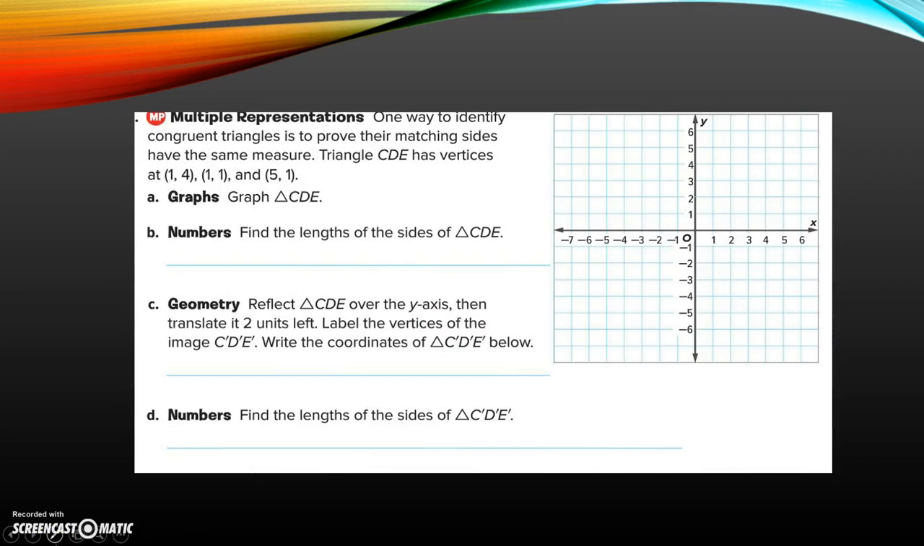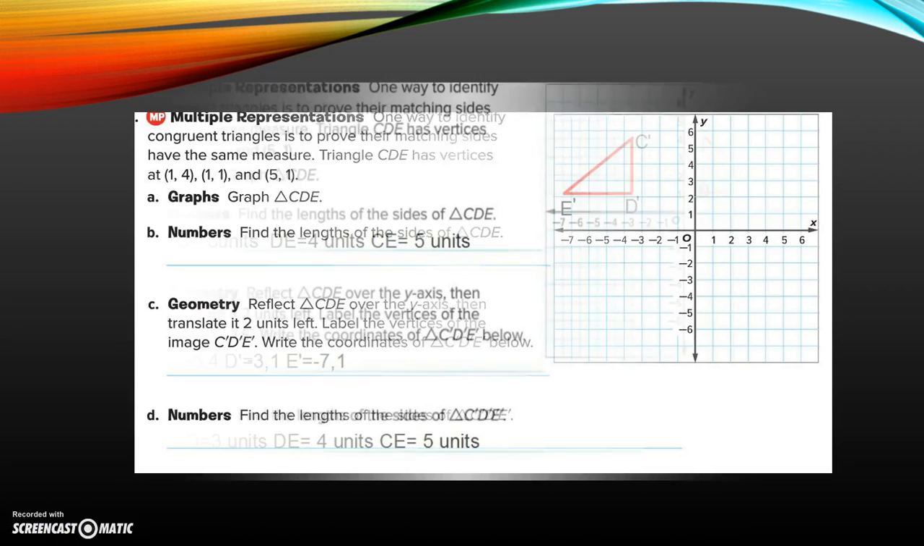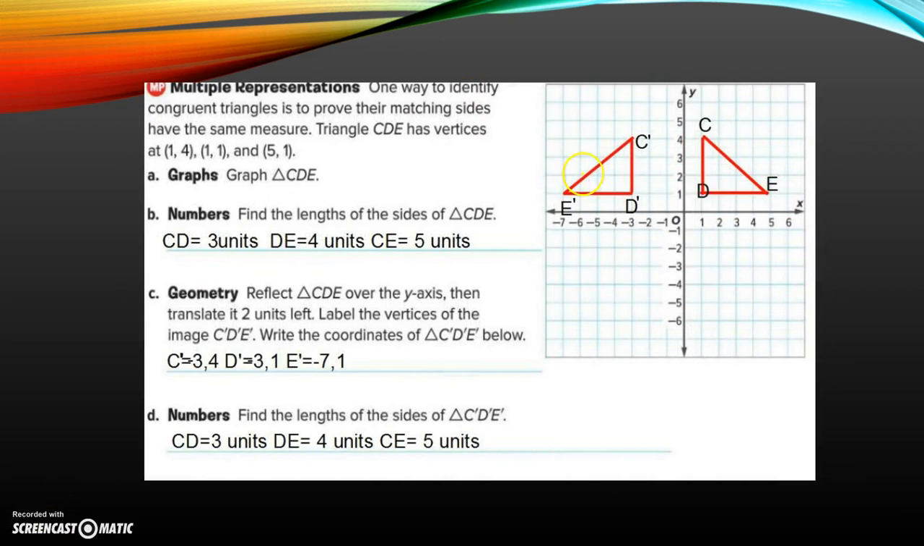One way to identify congruent triangles is to prove their matching sides have the same measure. Triangle CDE has vertices at (1, 4), (1, 1), and (5, 1). We graph triangle CDE. We found that CD equals 3 units, DE equals 4 units, and CE equals 5 units.